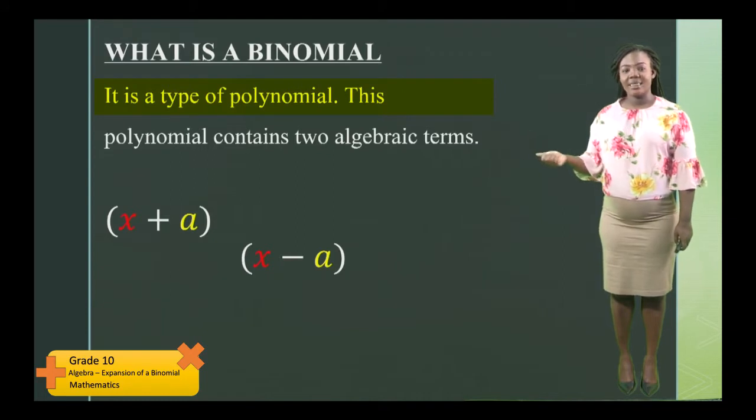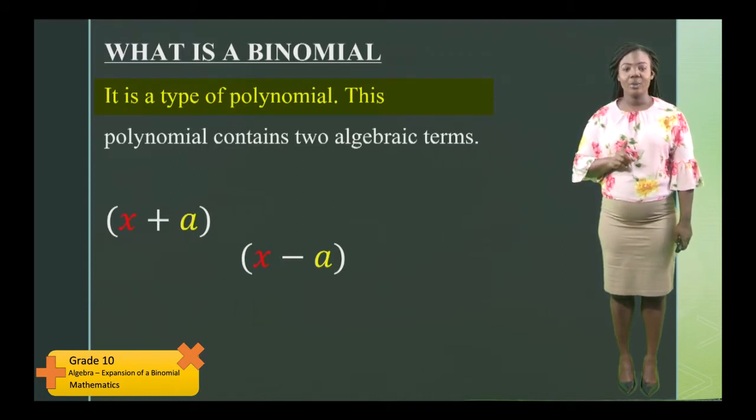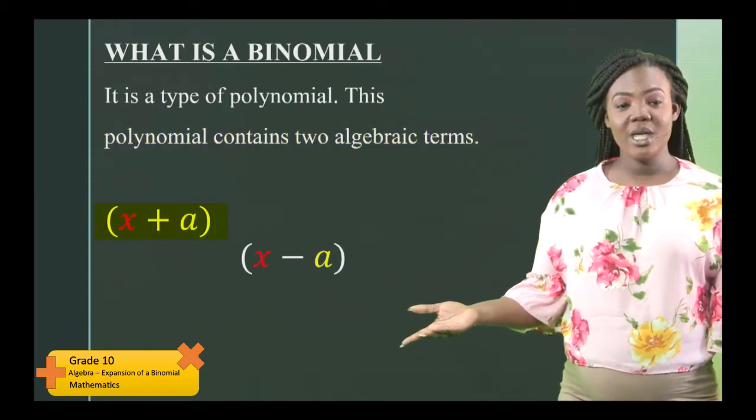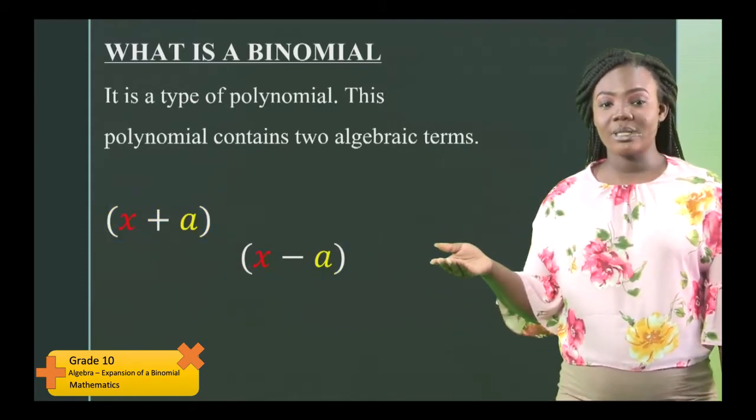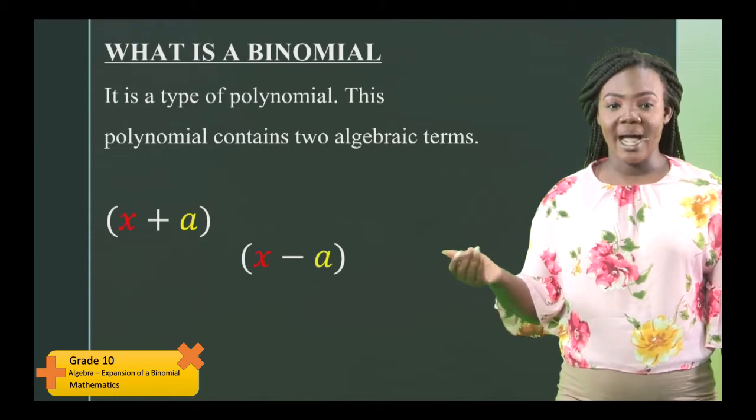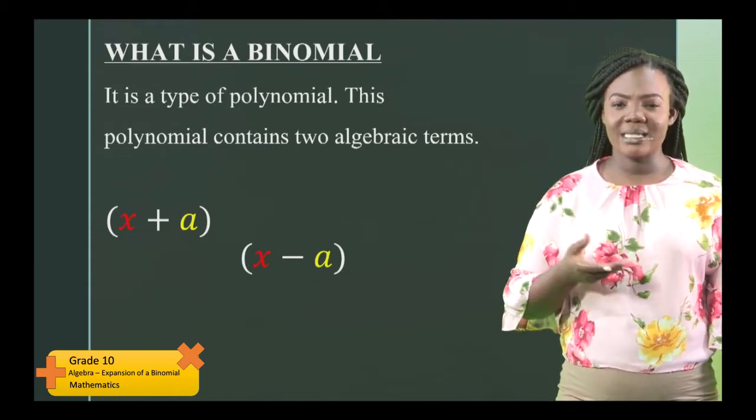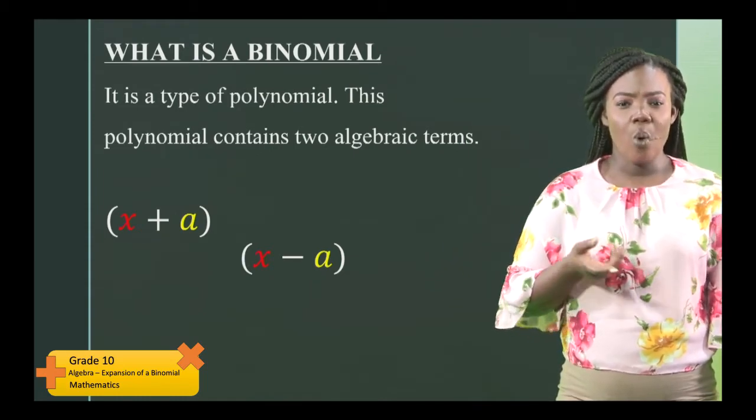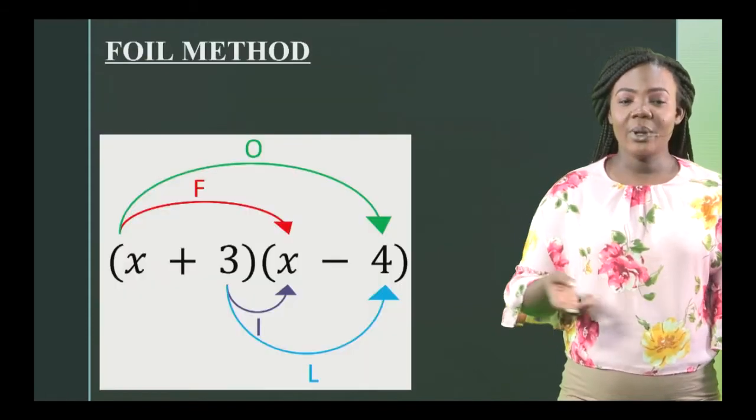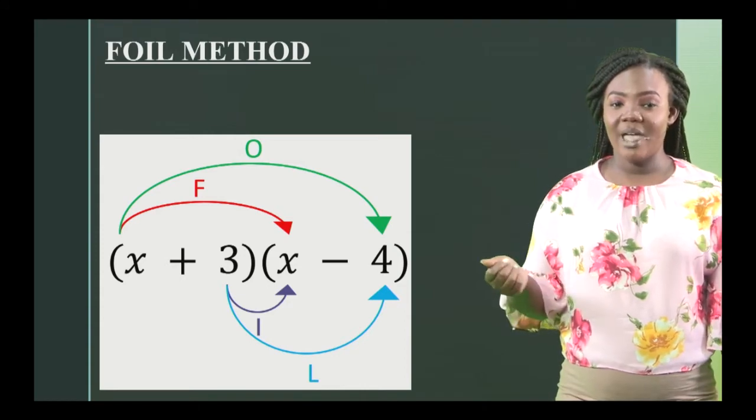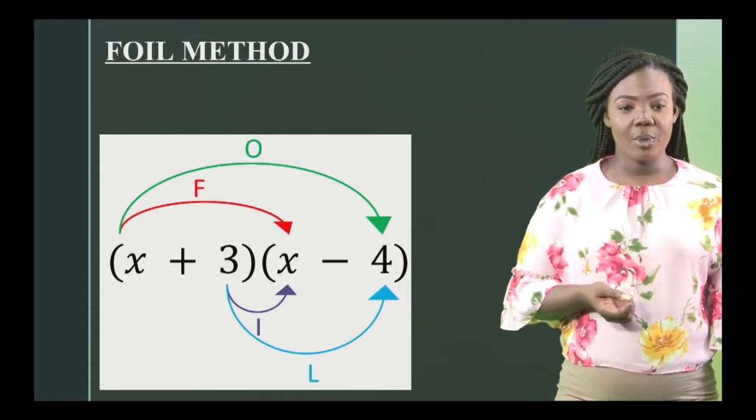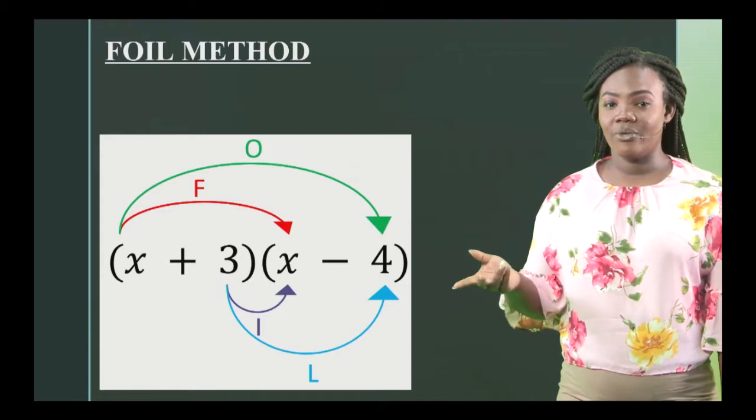It says here that it is a type of polynomial. This polynomial contains two algebraic terms. Now if you look here, you're going to see we have x plus a and x minus a. Both of these are binomials, but we are expanding binomials. What exactly is that? Now if you look here, you're going to see that in one bracket we have x plus 3 and in the other bracket we have x minus 4.